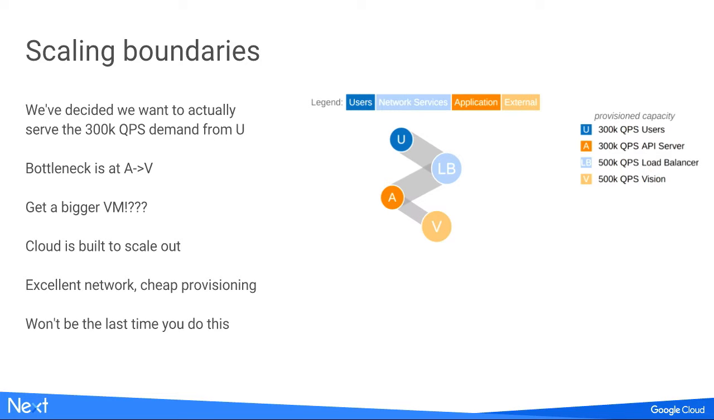That's not a very good answer, actually. So the cloud is really built to scale out. The thing that's different with the public cloud from your on-prem is that we have really good network. So adding new nodes to the network doesn't really cost anything in network space. You don't have this VLAN problem. And provisioning new instances is super cheap. So take advantage of that and use it.